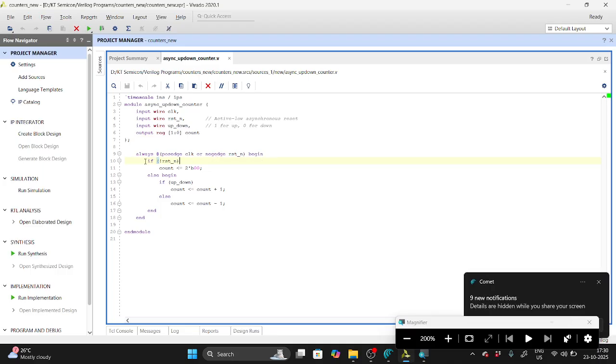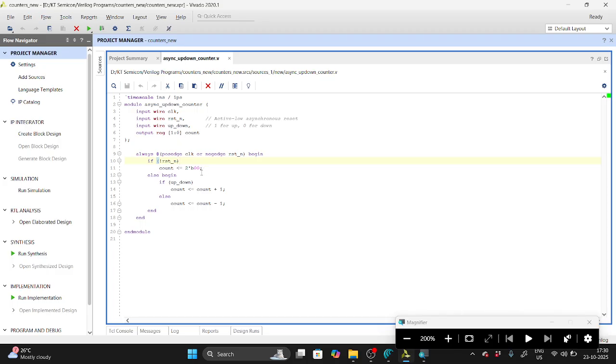Okay, begin if not of reset. Okay, if reset equal to 0, so what I am doing, I'm initializing count to 0. Okay, else begin, if up down, if up down equal to 1.